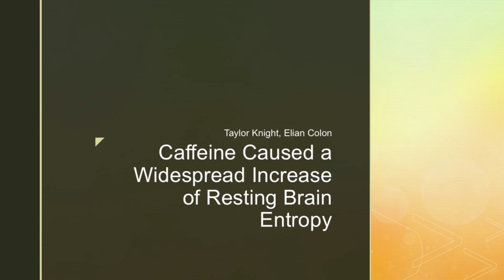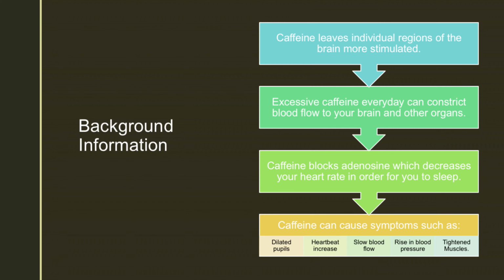So we chose to do our presentation on why caffeine causes a widespread increase of resting brain entropy. Now here, we have some basic background information about the harm that caffeine causes in general.